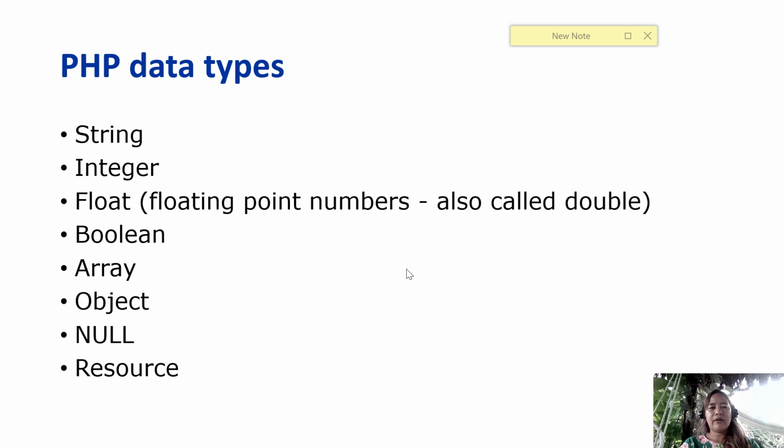As you can see here, there are a lot of data types available in PHP. You have string, integer, float, or floating point numbers, also called double in other programming languages as well. And then we move on to Boolean, array, object, null, and resource. At this point in your programming level, you do not have a very extensive discussion of array, object, null, and resource yet as data types. So we will only focus on the first four: string, integer, float, and Boolean.